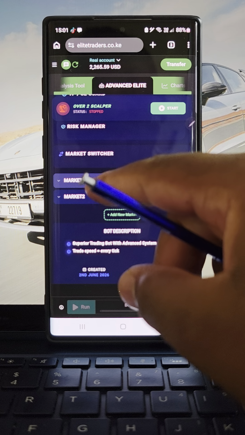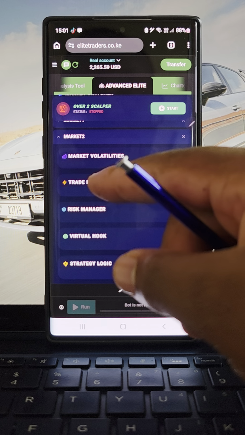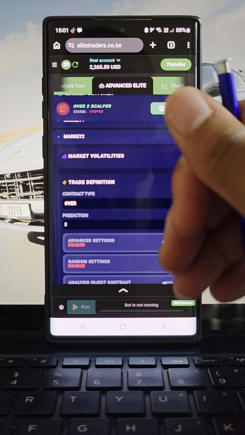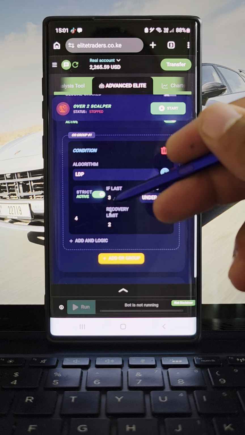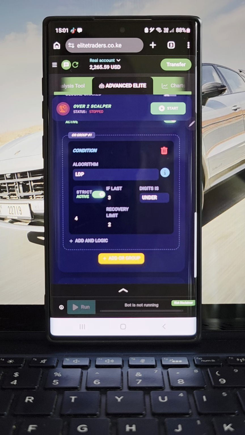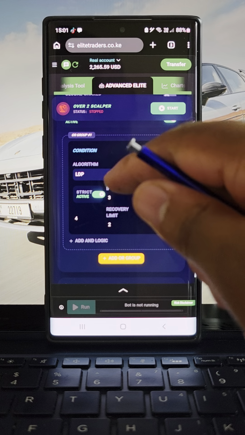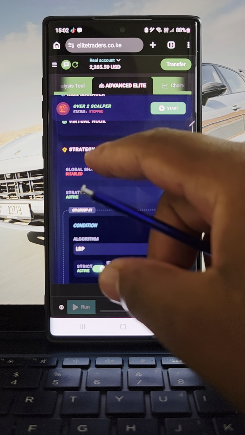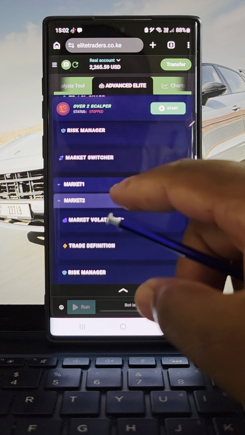If you go to market 2, you can see it's on a different volatility, which is 25-1s. Then in trade definitions, you can see the robot will switch to the over 3 market. This is the over 3 entry point: the robot will wait for 3 consecutive under 4 digits, then execute a trade on over 3. In case of a loss, we have a recovery limit of 2. What this means is that in case of a loss, the robot can only take a maximum of 2 extra trades while trying to make a recovery.